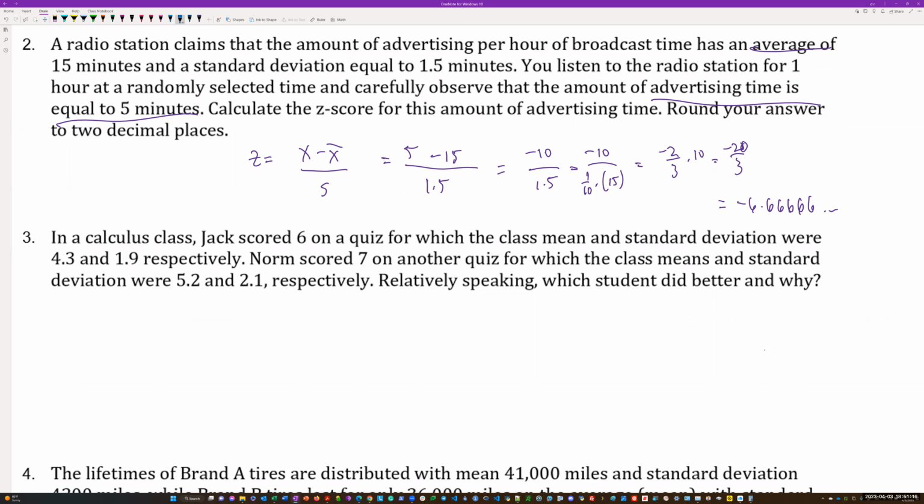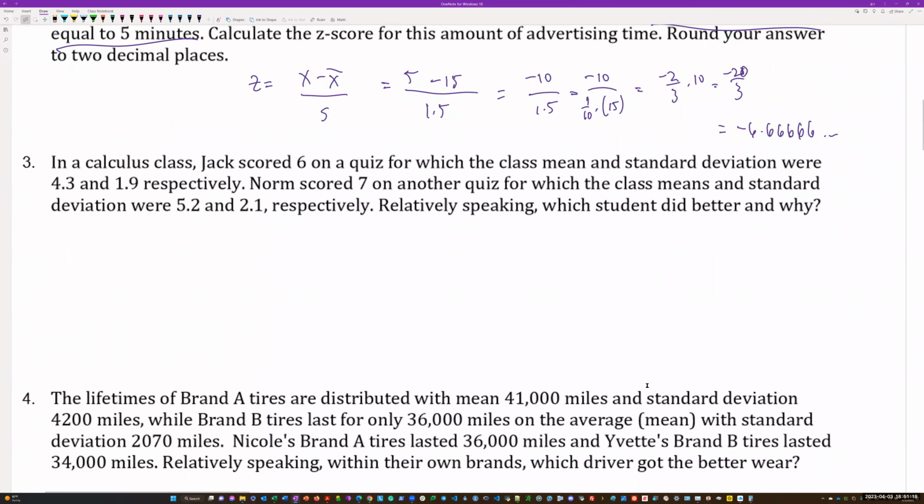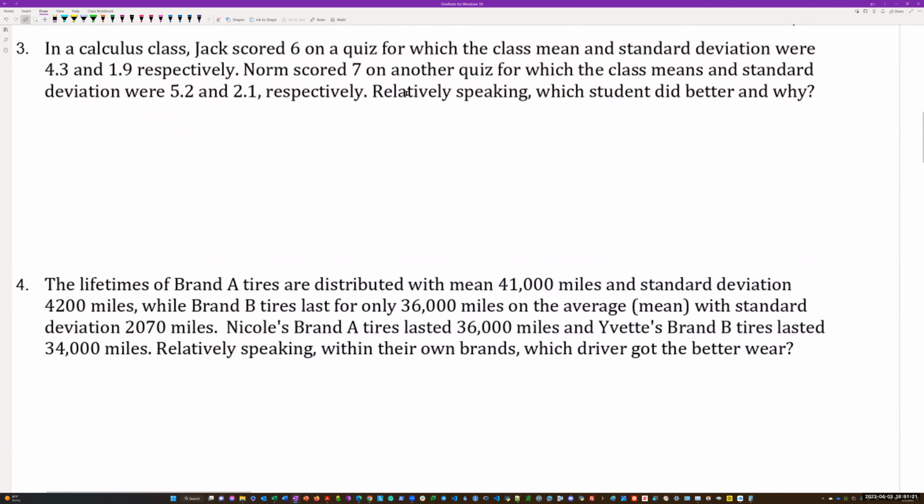So, in a calculus class, Jack scored 6 on a quiz. Effectively what we need to do here, and this is a pretty good example in my opinion, is calculate the Z-score for Jack and the Z-score for Norm separately. Does that make sense? How would I calculate the Z-score for Jack? What would you say?